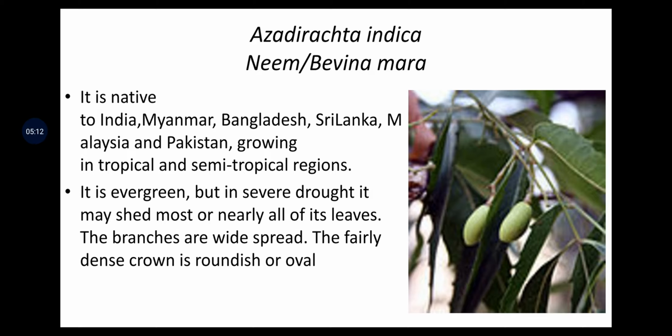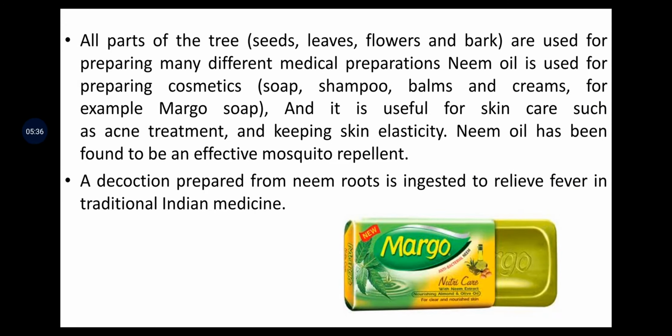This is also known as Neem or Bevina mara. It's native to India, Myanmar, Bangladesh, Sri Lanka, Malaysia, Pakistan, growing in tropical and subtropical regions. It's evergreen, but in severe drought, it may shed most or nearly all of its leaves. The branches are widespread. The fairly dense crown is roundish or oval. All parts of the tree, like seeds, leaves, flowers, and bark, are used for preparing many different medicinal preparations.